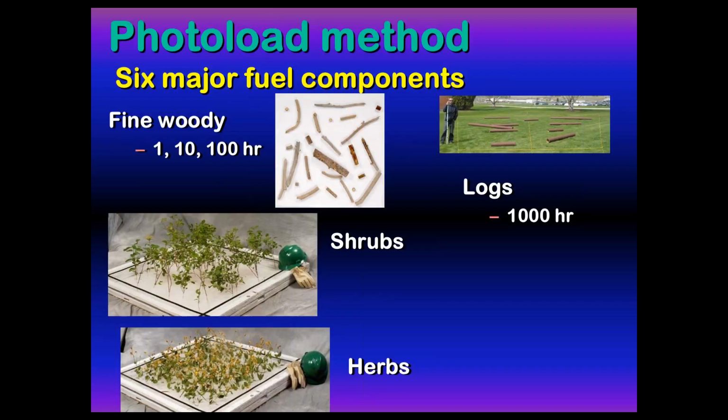One thing I want to harp on is that the Photoload technique only gives you loadings for the six major fuel components: the 3 fine woody components, the 1, 10, and 100 hour; the coarse woody debris, which is the 1,000 hour logs; and the shrubs and herbs. What's missing is duff and litter. Duff and litter can't be done with visual photographs, because it's the depth of the duff and the depth of the litter that gives you the loading, and those aren't visible in a photograph. So you still have to do that with the old techniques. All the techniques are described in that manual.